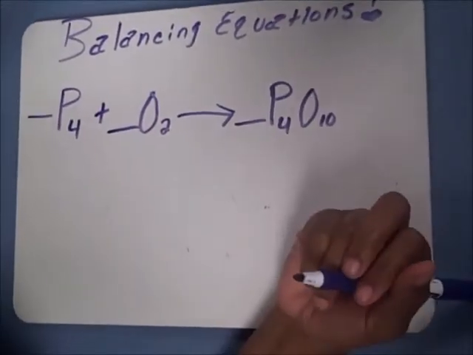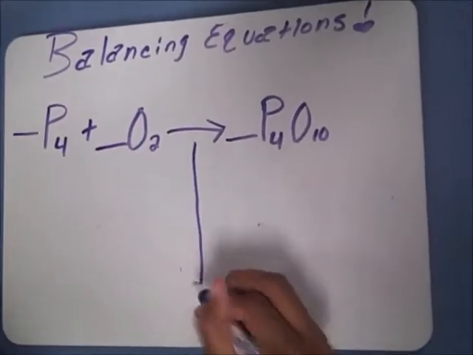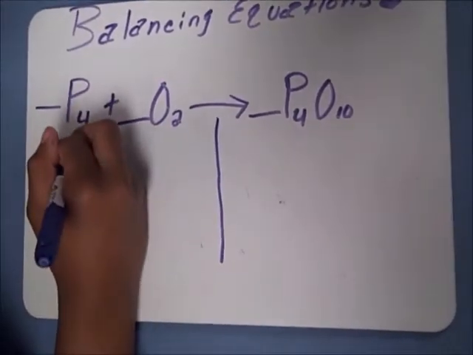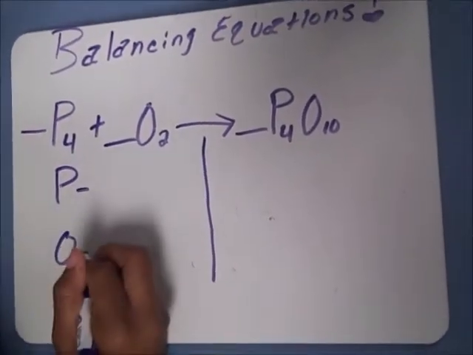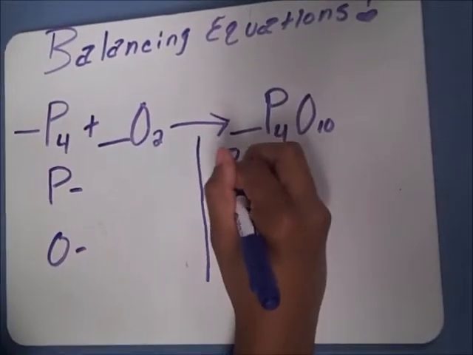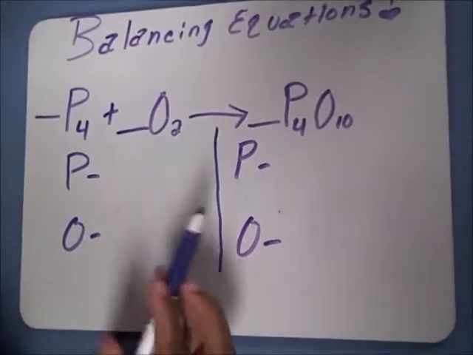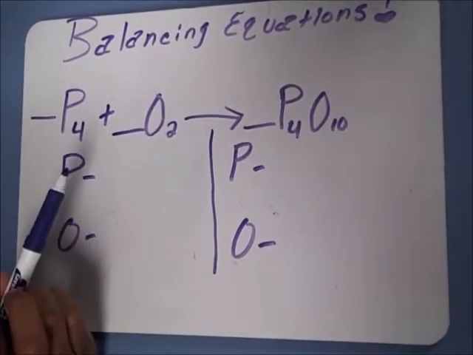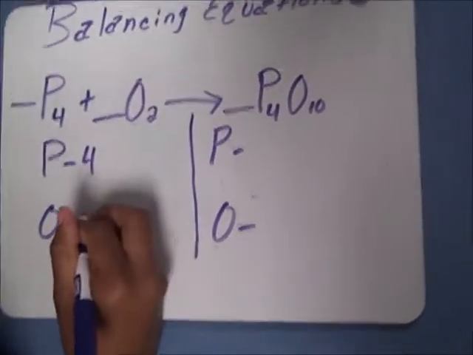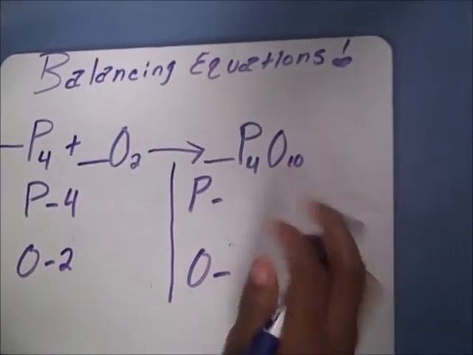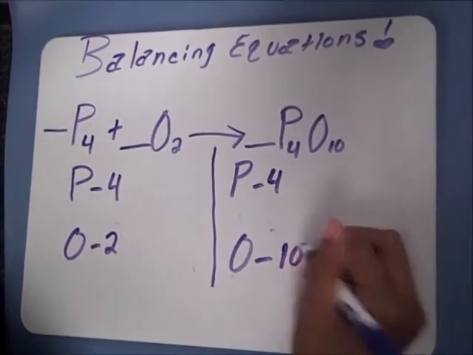To balance equations, first draw a line right here underneath the arrow. Then come to the side and write out your elements. You have to write them on both sides. Then see what you have by your P. You have 4 P's and 2 O's. On this side you have 4 P's again and 10 O's.